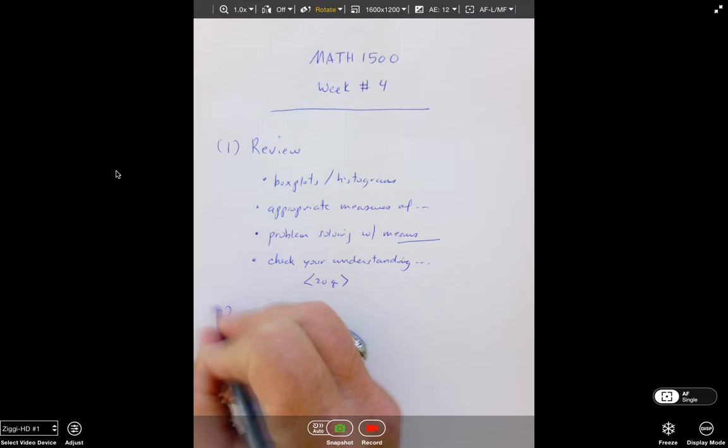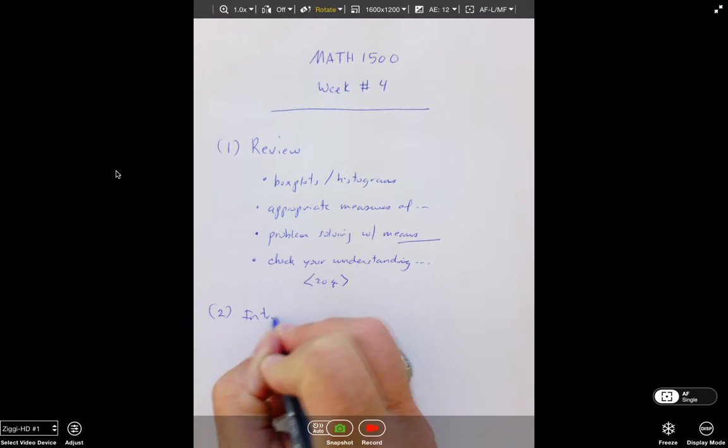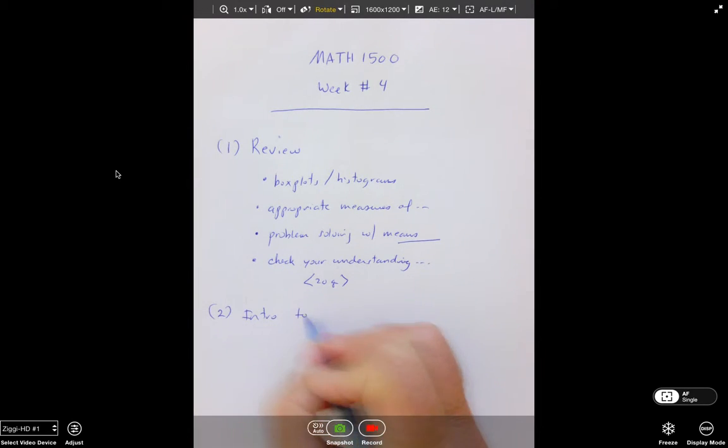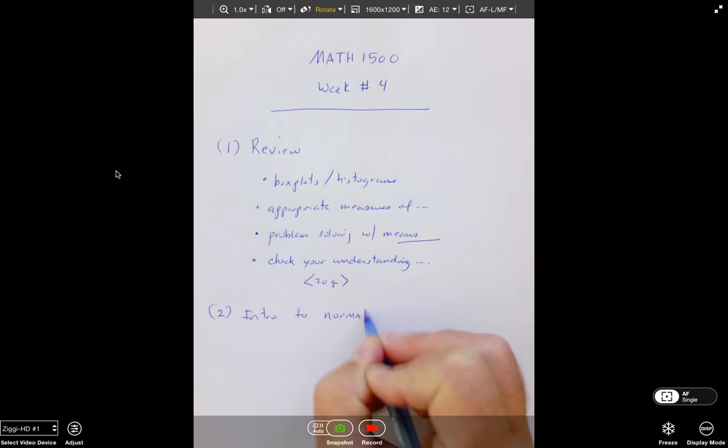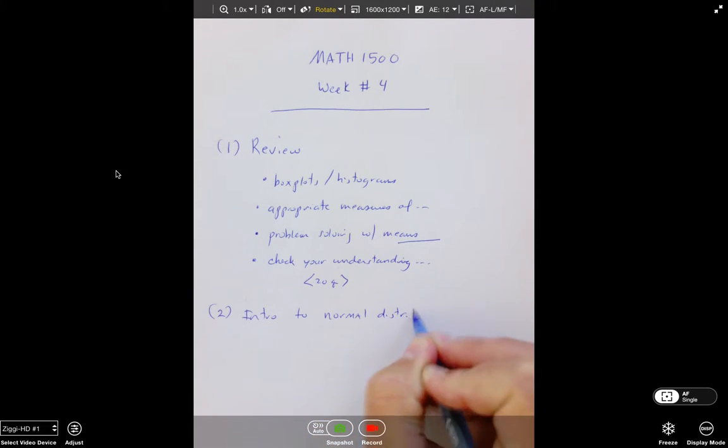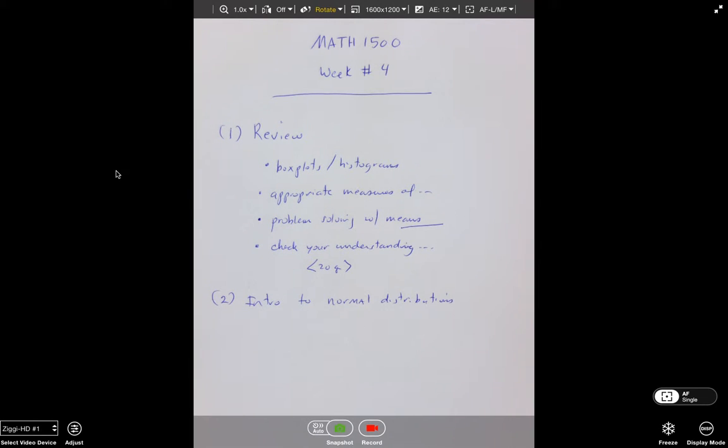The second thing we're going to do this week is I'm going to do an intro to normal distributions. Now, normal distributions are one of the most important things that we study in this class because it sets the foundation and the framework for other types of problems, leading up to the sampling distribution, leading into confidence intervals, hypothesis testing. Normal distributions are really important.